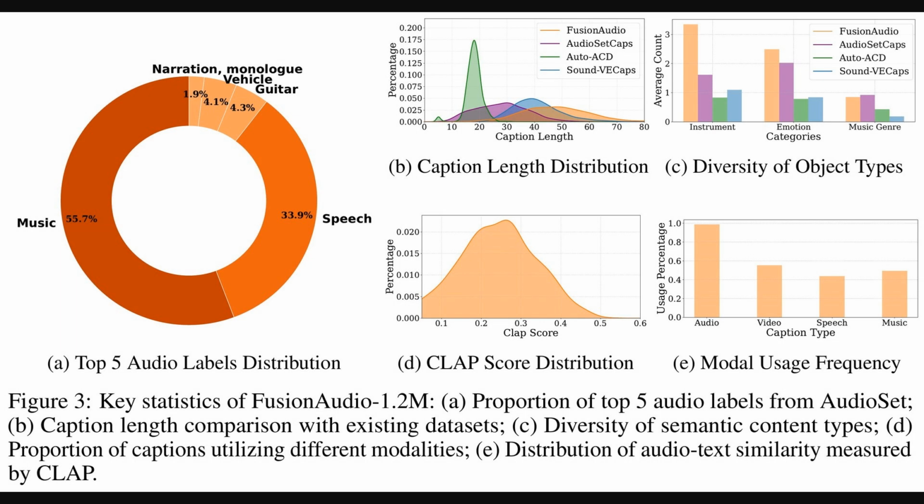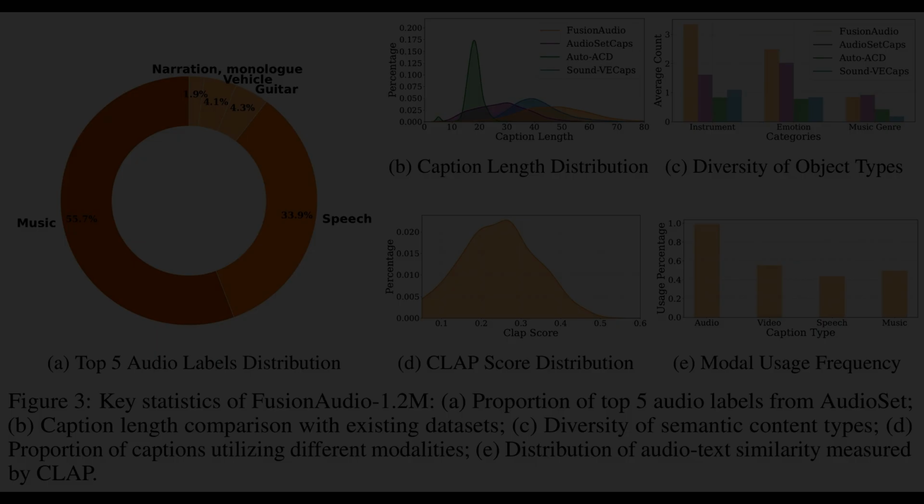Okay, so that pipeline creates the dataset, and these charts give us a great statistical snapshot of what's inside. We can see the source audio is mostly music and speech, and we've already talked about how the captions are longer. This distribution plot here really visualizes that, showing a much wider spread compared to older datasets. The bar chart right next to it shows why they're longer, because they contain significantly more detail about things like instruments and emotions. This richness comes from that multimodal approach, with over half the captions integrating cues from video, speech, or music.